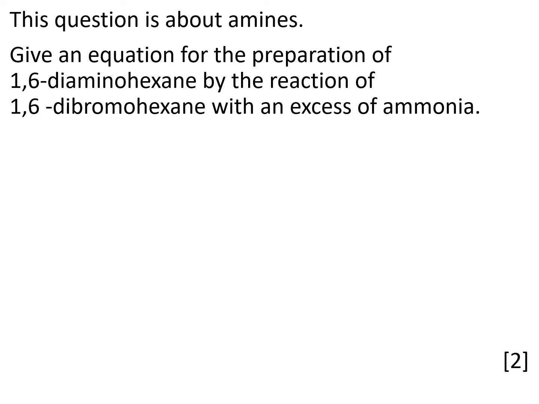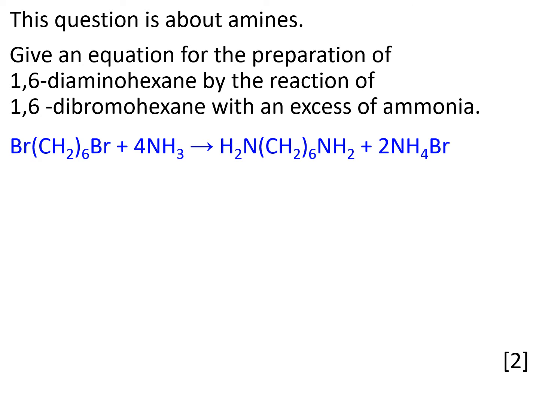So welcome back. Balanced equation, and we've got the reagent of ammonia and it's in excess. So the excess is important. This means that we will make the primary amine. If we don't have an excess of ammonia, it could make the secondary or tertiary amines, because the amine that's created can also react with the haloalkane.